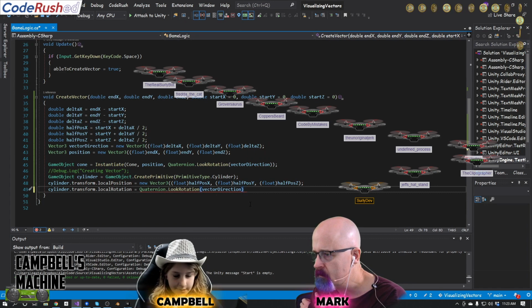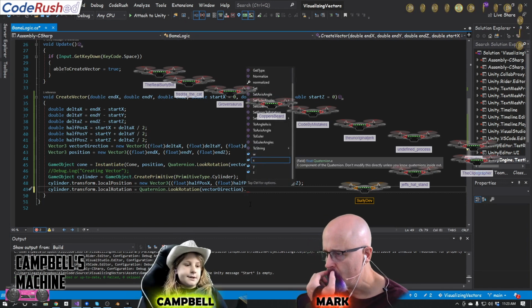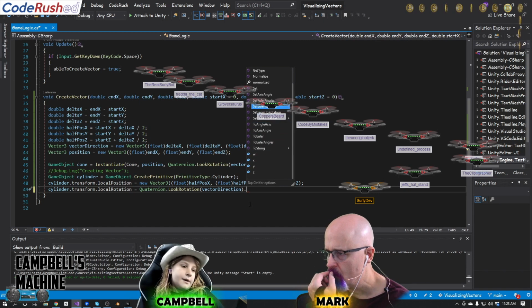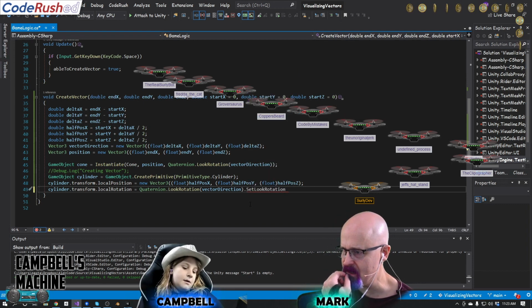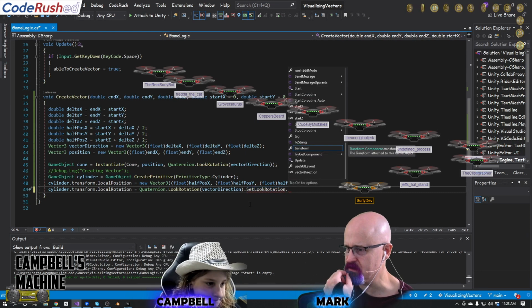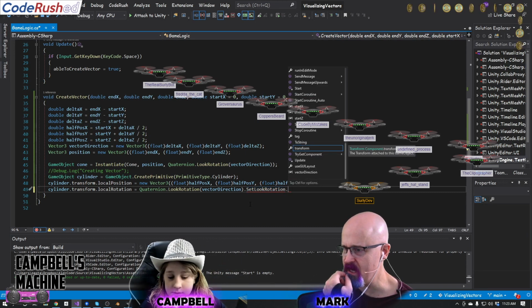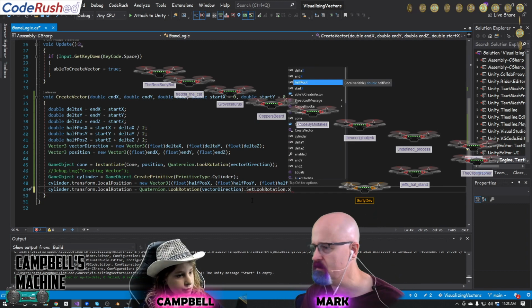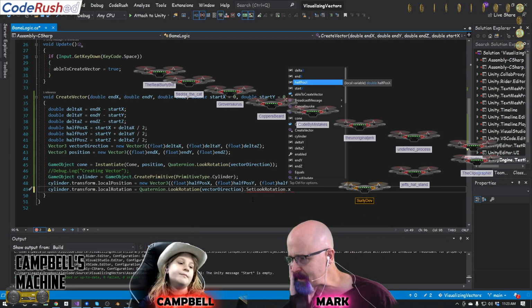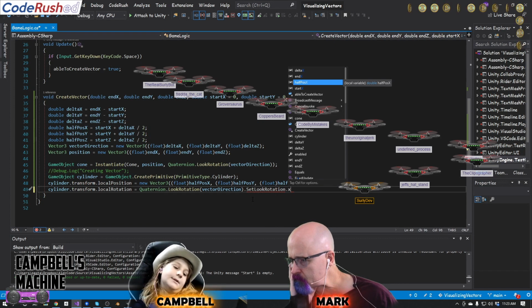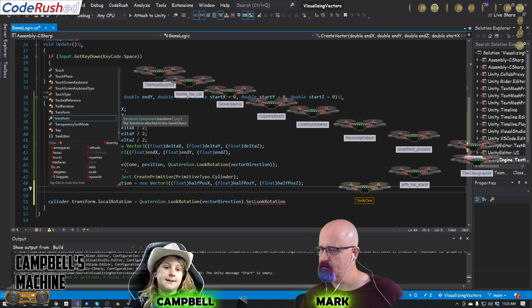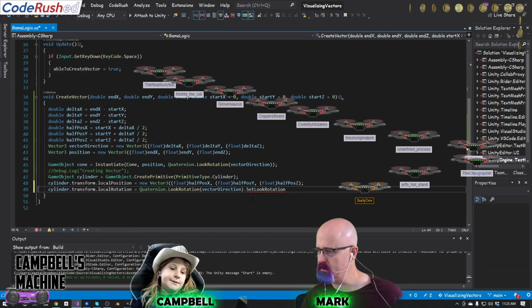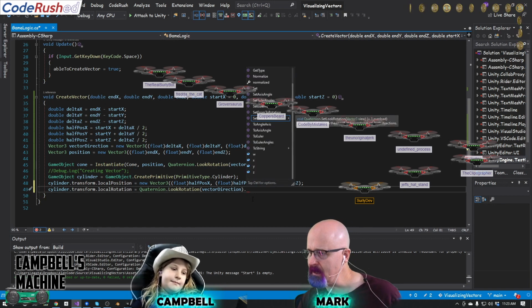Oops. Sorry. That was not intentional. I think your set look rotation has got, well, I don't know if this is going to work or not. I thought set look rotation was a method. No, I don't think so. Can we go back and bring up the IntelliSense on it? Yeah, it's a method.